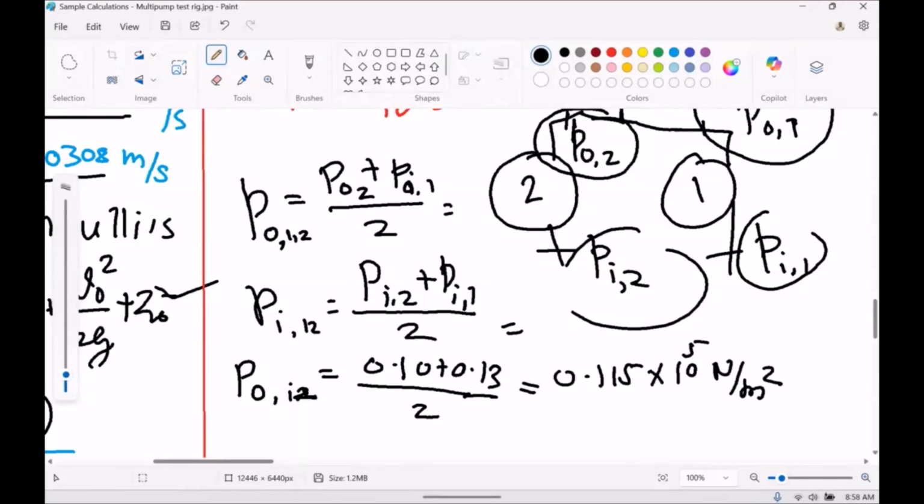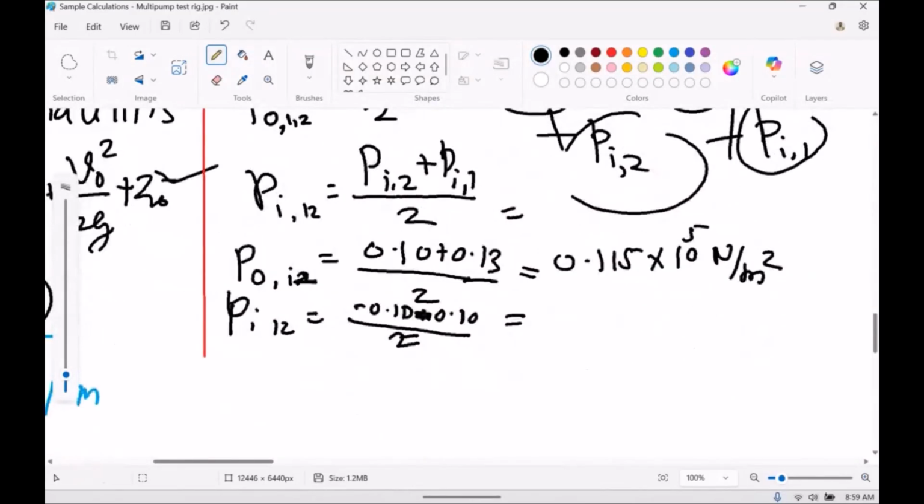So I converted bar into Pascal. Then input pressure for 1 and 2 is equal to, so make the average of inlet pressure: minus 0.10 plus minus 0.10, both are minus, divided by 2. Both pressures are suction, so we can make the average of the minus values and it will be a minus 0.10 into 10 to the power 5 Newton per meter square.